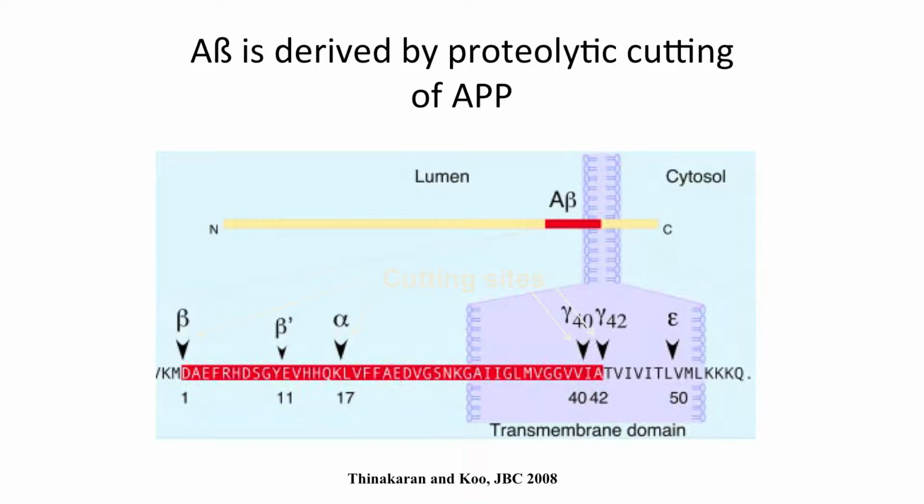So it turns out that these sites, the gamma 40, gamma 42, and epsilon, are the sites at which this presenilin, which is the enzyme that actually cuts this. Okay, so these are the places in which mutations occur that affect the proteolytic processing to make more of this protein that accumulates in the disease.